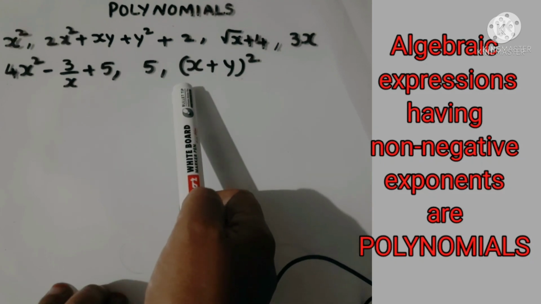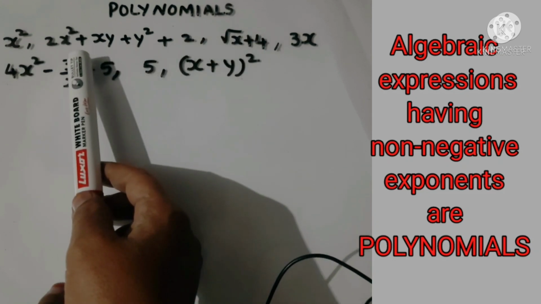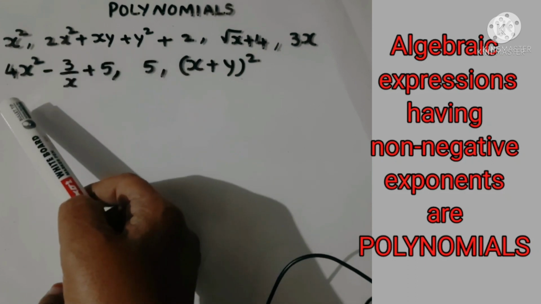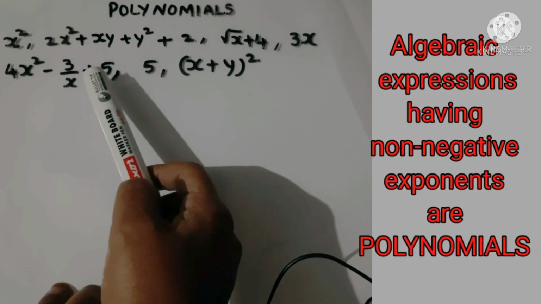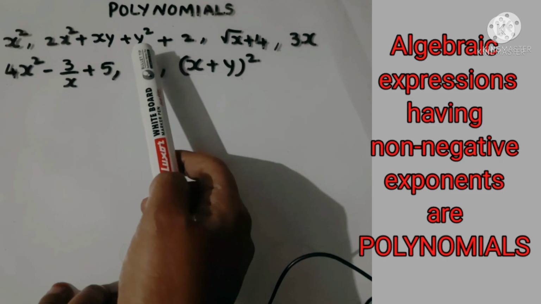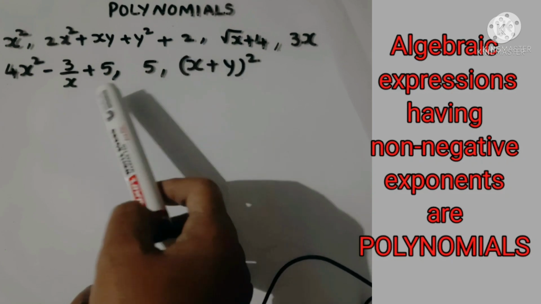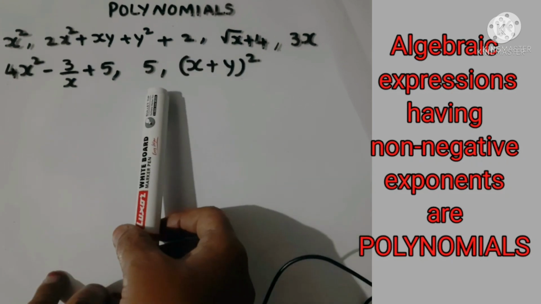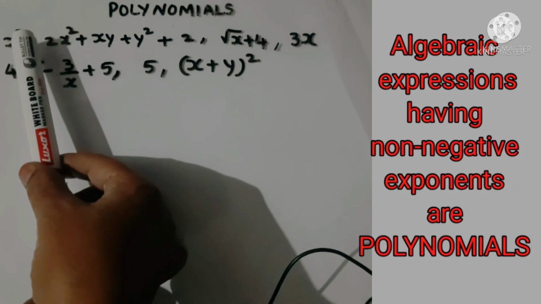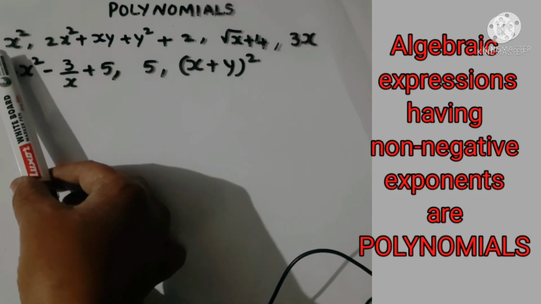All algebraic expressions are called polynomials when the power or exponent of that algebraic expression is a whole number. If the algebraic expression has the power or the exponent as a whole number, then we call that a polynomial. So let us see what the polynomials are here. X square. In this x square, the power is 2, which is a whole number. So we can call this a polynomial.